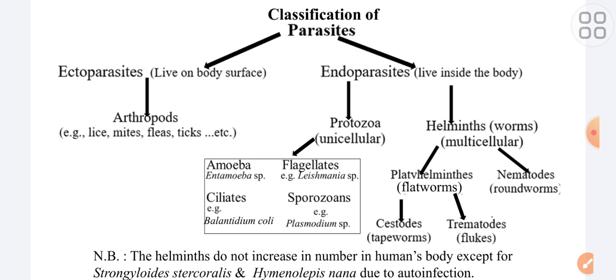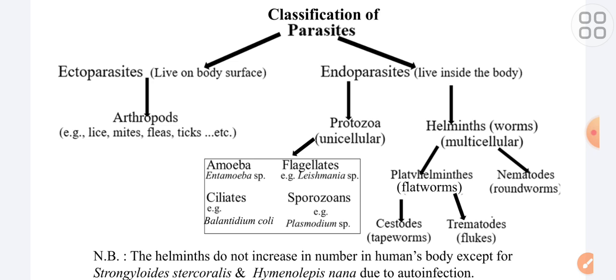So the endoparasites are composed of protozoa, the unicellular parasites, and the protozoa are composed of the amoeba, a big group, ciliates, flagellates, and sporozoans. The helminths, which are the worms, these are macroparasites, multicellular. The organism is composed of so many cells.